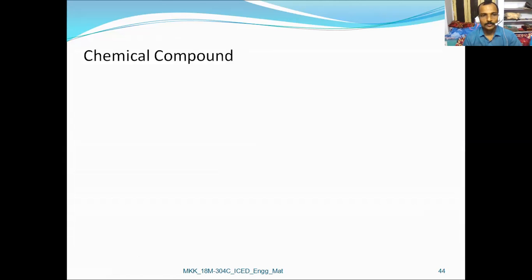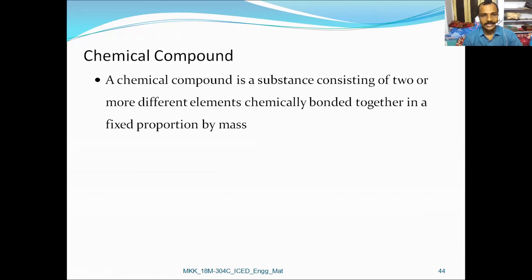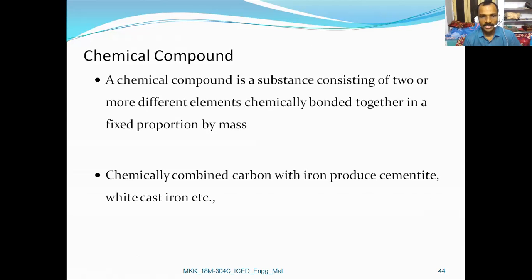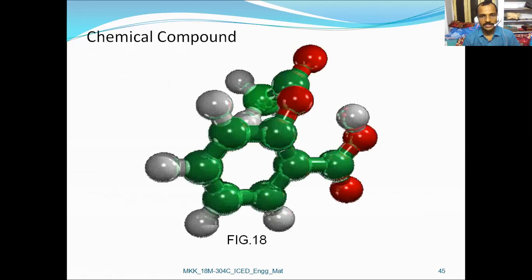So next we need to move on to the chemical compound. A chemical compound is a substance which consists of two or more different elements chemically bonded together in a fixed proportion by mass. So the bond used here is a chemical bond. Chemically combined carbon with iron produces cementite and white cast iron. Cementite and white cast iron are examples of a chemical compound. So this is the diagram as an example of a chemical compound.